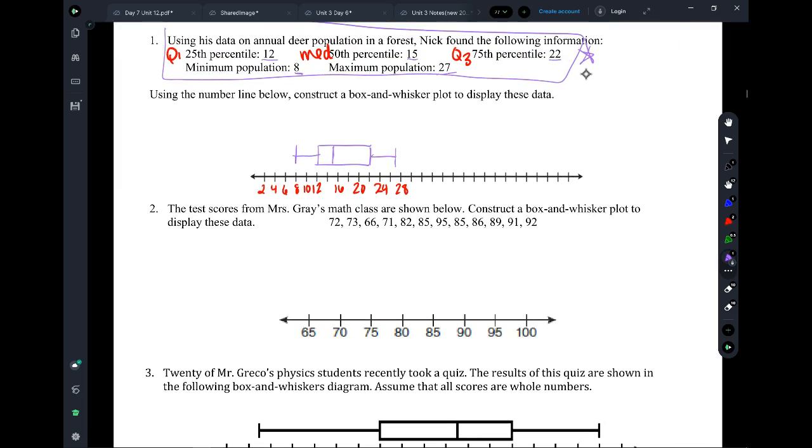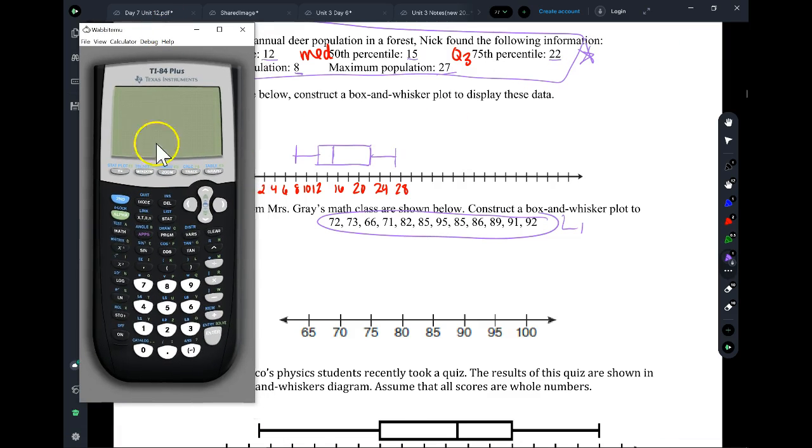Let's try the next one. It says the following test scores from Mrs. Gray's math class are shown below. Construct a box and whisker plot to display these data. So again, we're going to go back to our calculator. We're going to do a lot of stuff in our calculator today. We're going to type those in L1.